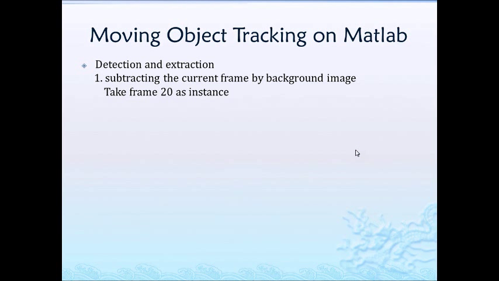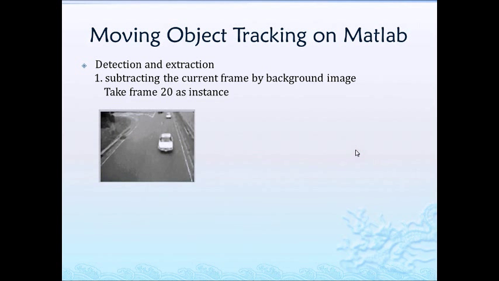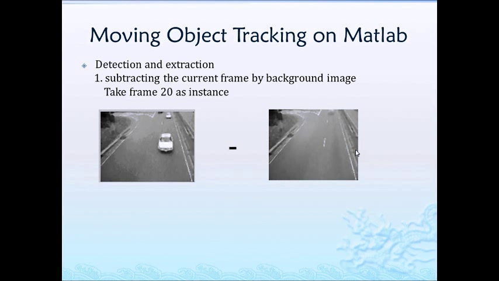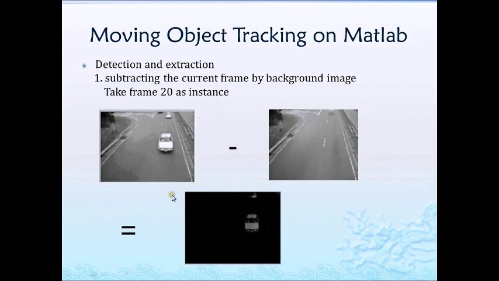The next step is detecting and extracting the moving objects. First, we need to subtract the background image from the current frame. Let's take frame 20 as an instance. The first image is the current frame, and we subtract the background image from it. We can get a result of the subtraction.